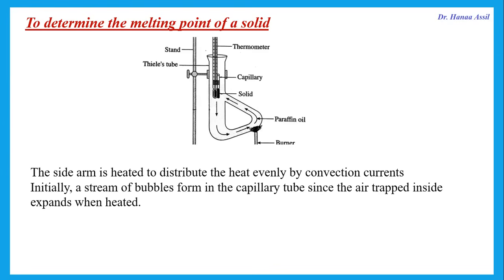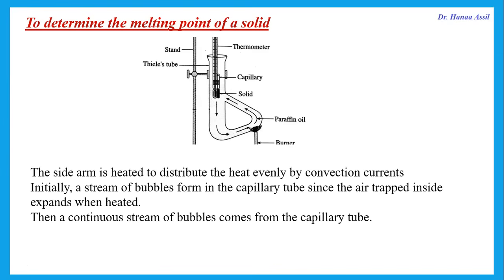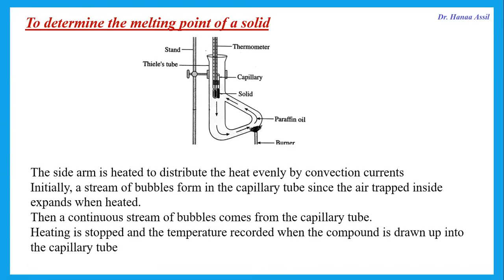So when we start heating the solid, initially there is a stream of bubbles in the capillary tube. And if we ask where these bubbles came from, this was air trapped inside, and it expands when the capillary tube is heated. Then there is a continuous stream of bubbles coming from the capillary tube, and once the compound is drawn up into the capillary tube, that means it has all melted. We stop the heating and record the temperature.